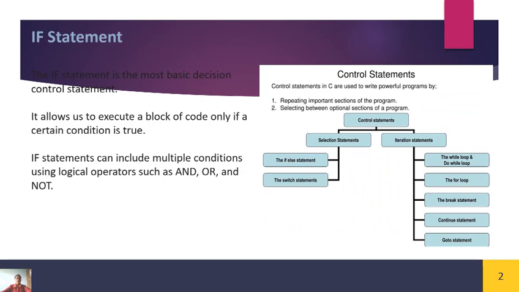If statement. The if statement is the most basic decision control statement. It allows us to execute a block of code only if a certain condition is true. If statements can include multiple conditions using logical operators such as AND, OR, and NOT. Control statements in C are used to write powerful programs by repeating important sections of the program and selecting between options. We can see the flowchart in the image as shown here.